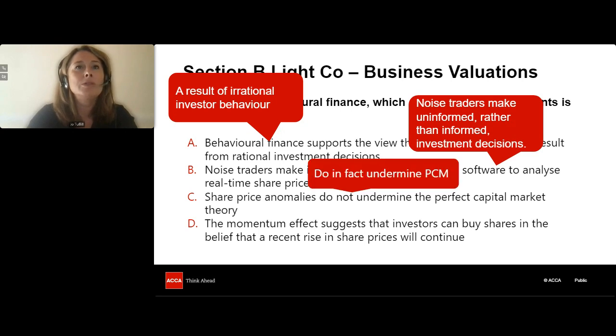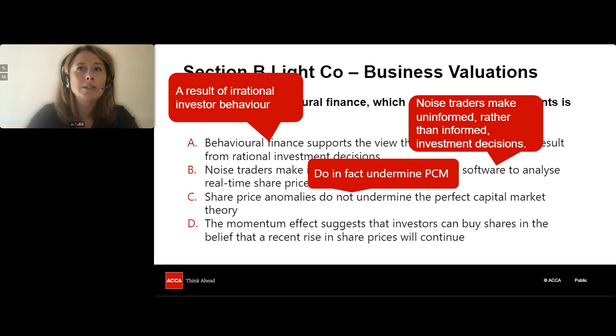C, share price anomalies do not undermine the perfect capital market. Of course they do. Perfect capital market means it's an efficient capital market and you wouldn't get a share price anomaly. Therefore, they do in fact undermine it. So that's also an incorrect statement.